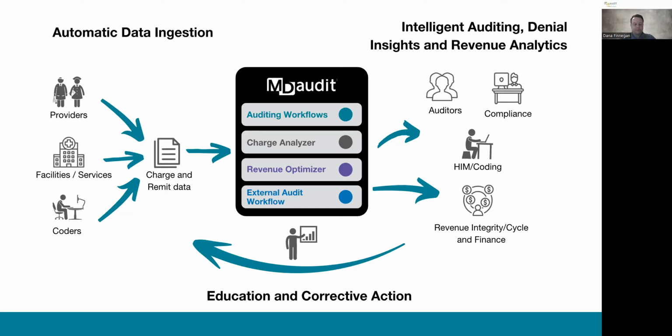Charge Analyzer provides insights and anomaly detection through dashboards and reports that allow all the departments using MDaudit to provide advanced analytics and feedback to the providers and coders to help improve documentation. Our Revenue Optimizer focuses on providing denial insights and identifying opportunities to avoid future denials. And we just recently added an external audit workflow, which allows you to manage third-party requests from commercial payers and government entities such as RACs.